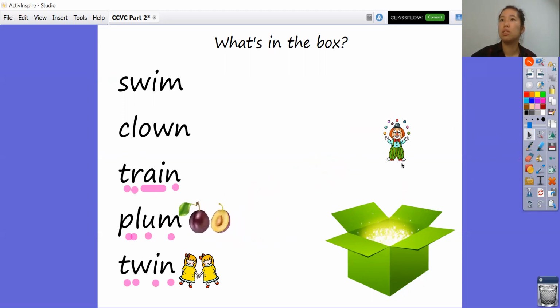Next one. What's this one? This one looks like a clown, doesn't it? All right, let's have a look. Can this one be cl, cl, clown? No, because we know that makes an s. It's an s. And then w as well. W, w, sw. So it's not clown.